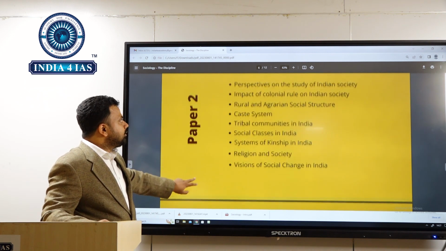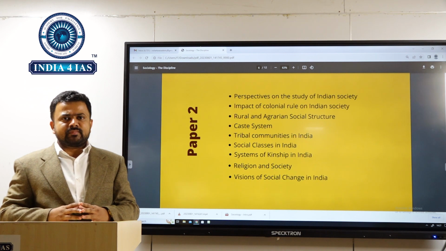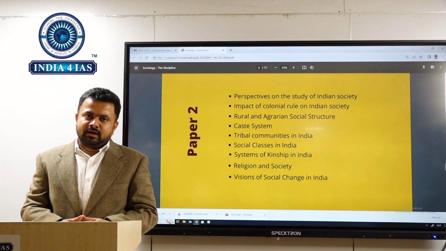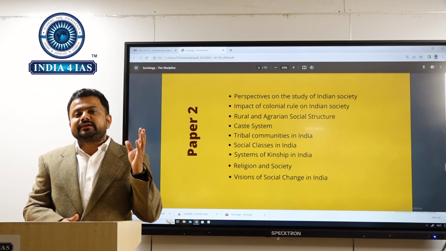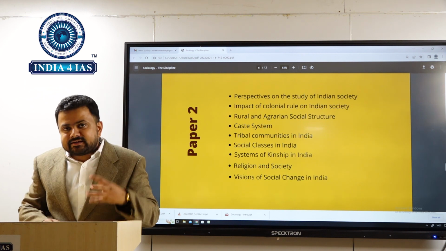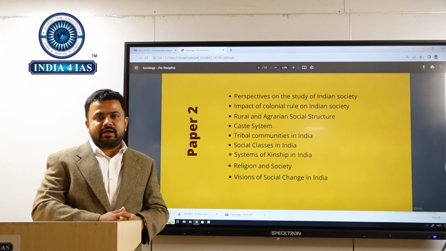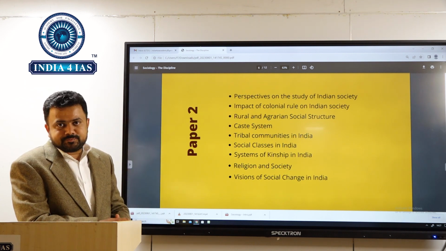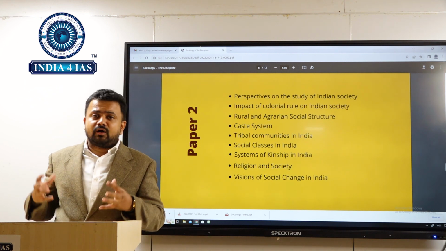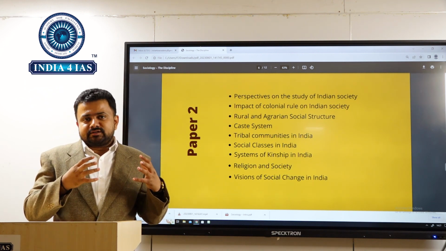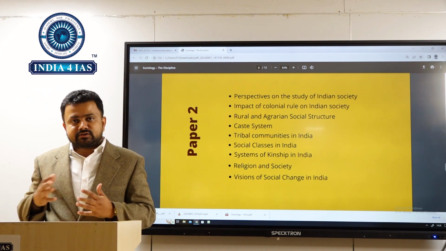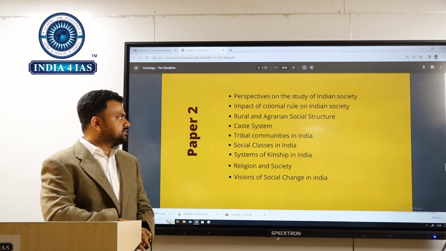So then we will be moving on to paper 2. As I said earlier, paper 2 is mostly about Indian society. While we understood that sociology is a Western discipline, how scholars of India have Indianized it is something that we will be understanding in this paper, where we will be looking at the perspectives on the study of Indian society and then the impact of colonial rule: how all these colonies, whether French, British, or Portuguese, have impacted Indian society and the Indian mindset is something that we will be studying here.